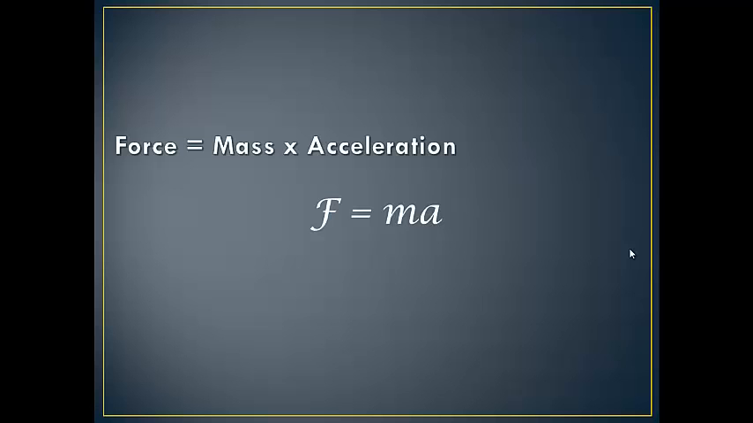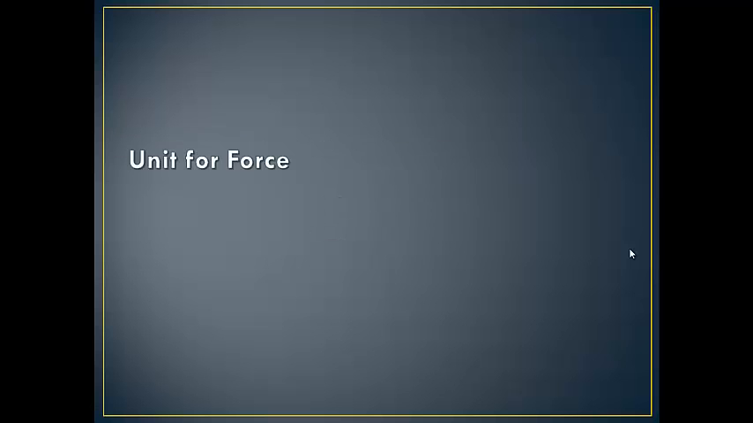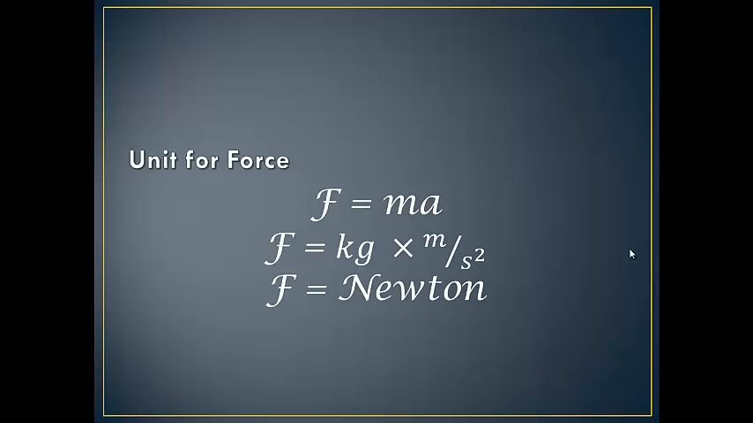Now we all know the units for each of the variables, but what is the unit for force? Let's look at that equation again. F = ma, m is in kilograms, a is in meters per second squared. So naturally, F is equal to kilograms multiplied by meters per second squared. Now this has a name associated with it. That name is Newton, and this is abbreviated as N.